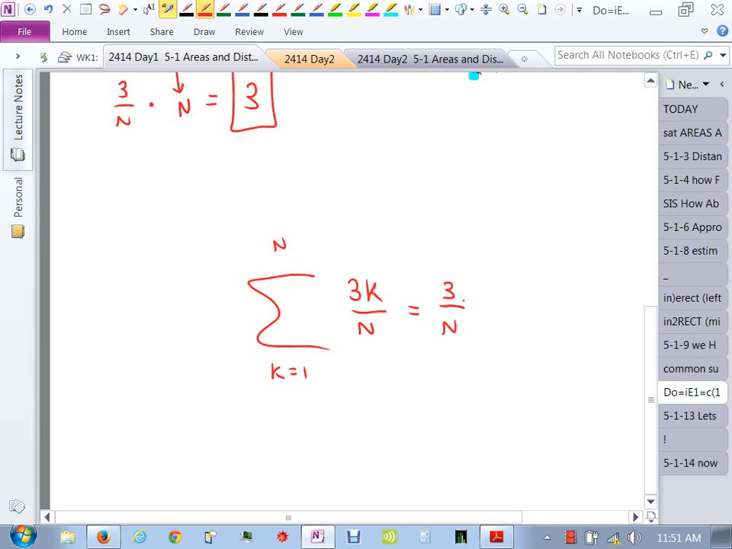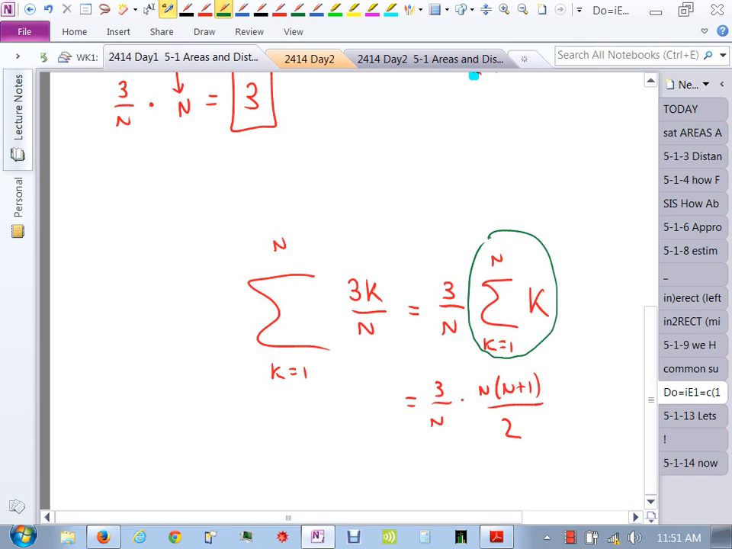Pull your 3n out. Sum k equals 1 to n of k, right? K is the only thing left. What's the sum of the first n integers? N times n plus 1 over 2. Right? So does everyone understand that right there? This is one of the common formulas I just gave you. So it turns into this.